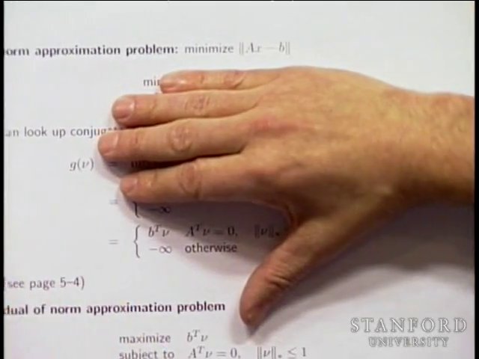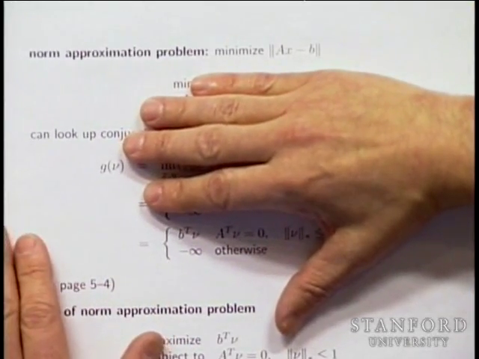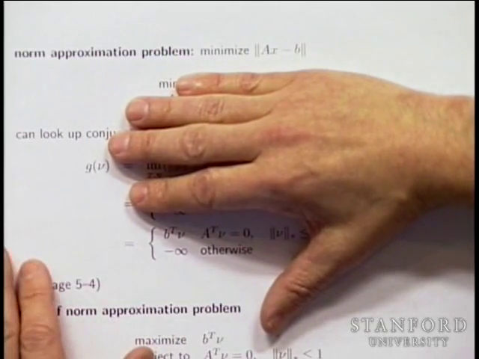And let's just look at an example. I mean, here's an example. Minimize norm ax minus b. Oh, we do that all the time. This is a general norm, by the way. This is not two norm. Okay, so just general norm. Minimize norm ax minus b.